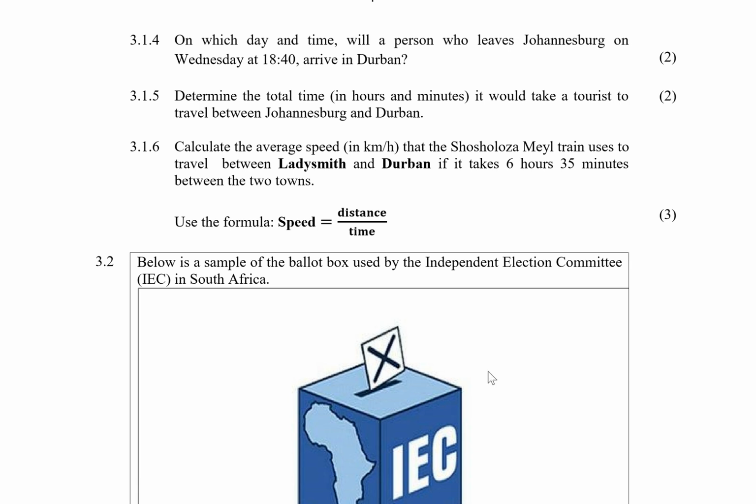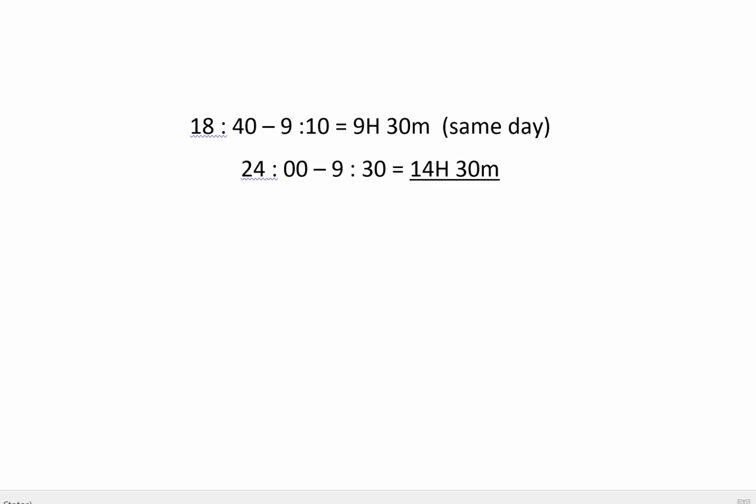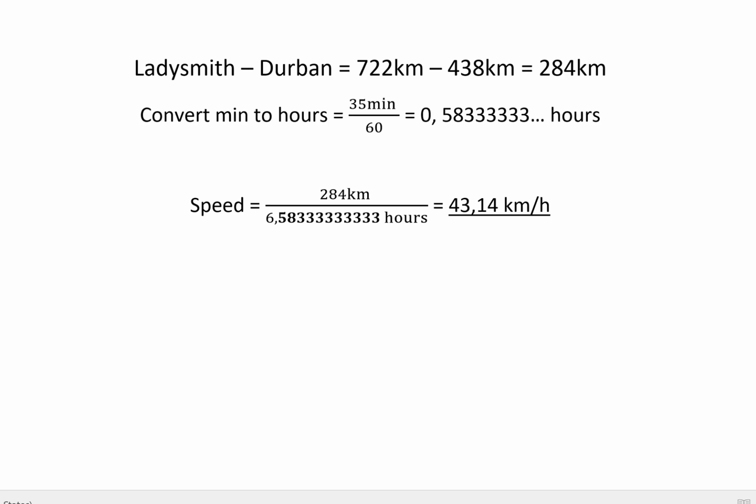So if you take a look at my answer, give it a few seconds to render. Right, so in the table they've given you the distance between Johannesburg and Ladysmith as 438 kilometers, and the distance between Durban and Johannesburg as 722 kilometers. So if we want to determine the distance between Ladysmith and Durban only, we just need to get the difference between the two, and you'll see that 722 kilometers minus 438 kilometers gives you 284 kilometers, and that's the distance between Ladysmith and Durban.